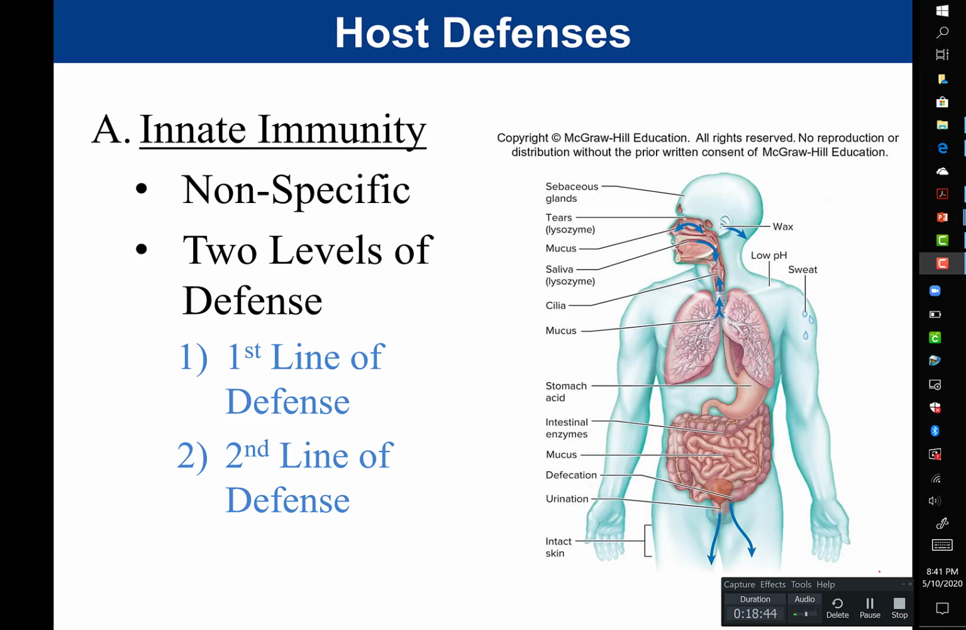And so we'll talk about things like sebaceous glands and tears having an enzyme called lysozyme, how mucus plays a role, how saliva with lysozyme plays a role, cilia, mucus, stomach acid, intestinal enzymes, defecation, so bowel movements, urination, right? Flushing out your system, intact skin, low pH, and sweat. These all play non-specific roles in preventing a pathogen from getting access to the body. And so we're going to walk through and look at how this happens.